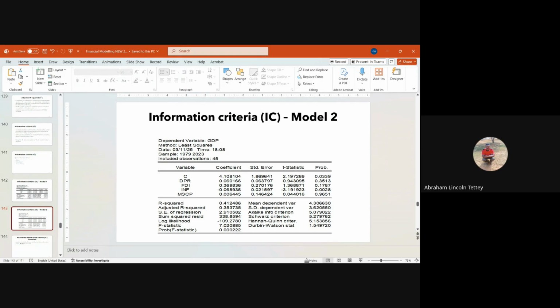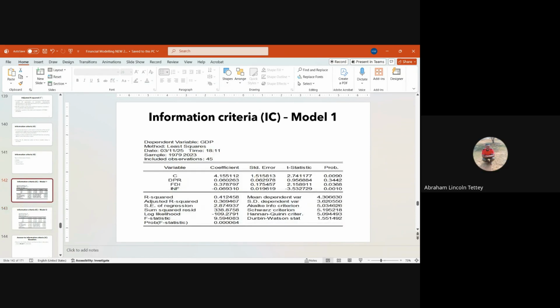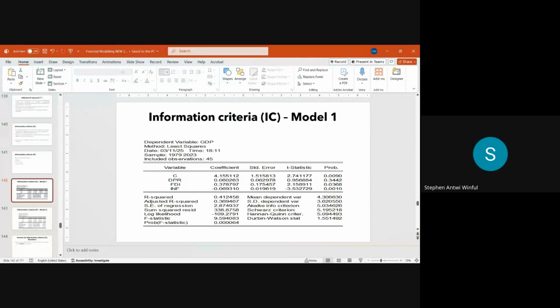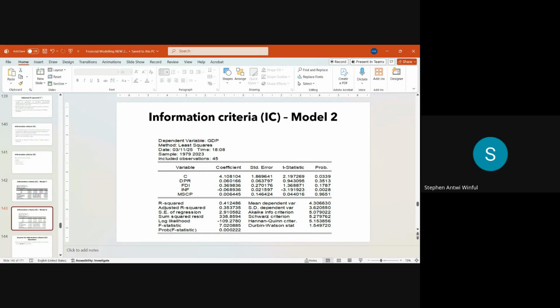So model 2 has a bigger R squared compared to model 1. Yeah, that is true, because it is 0.41248, and model 1 is 0.4124. So model 2 has a bigger R squared. What about the information criterion, the Akaike and then the Schwarz? So you see here, model 2 is giving you a bigger R squared. But then the information criterion is that model 2 is better because it's more what?